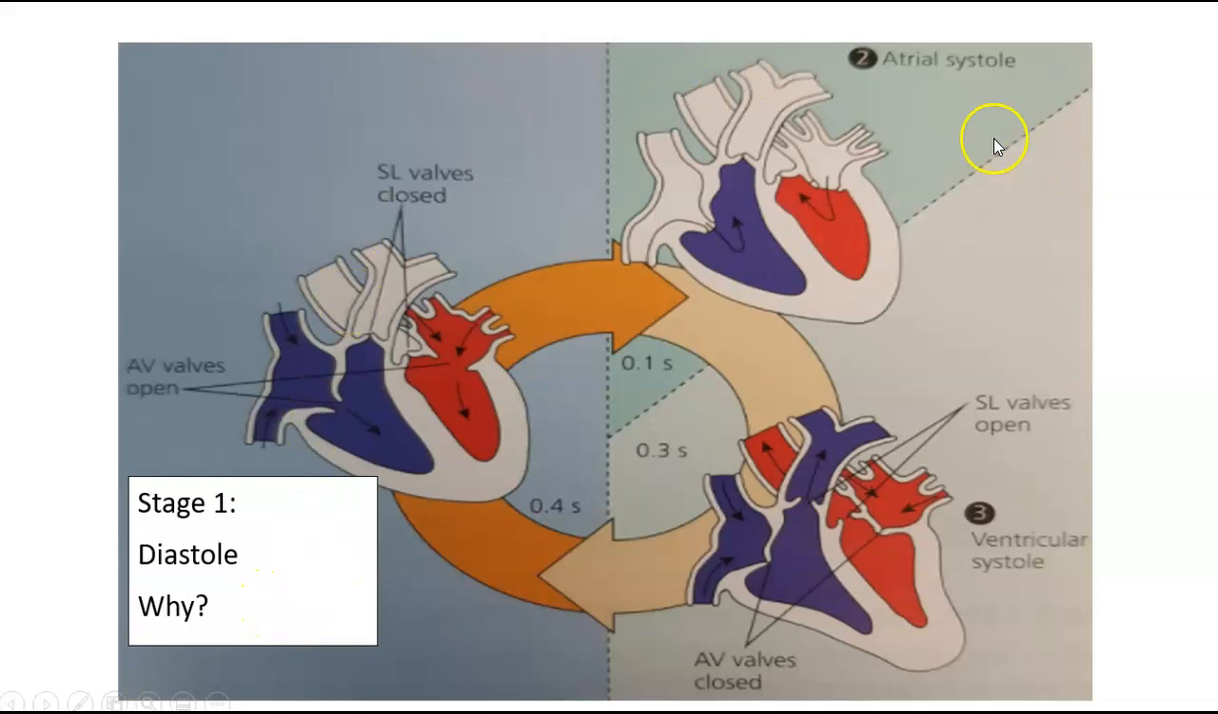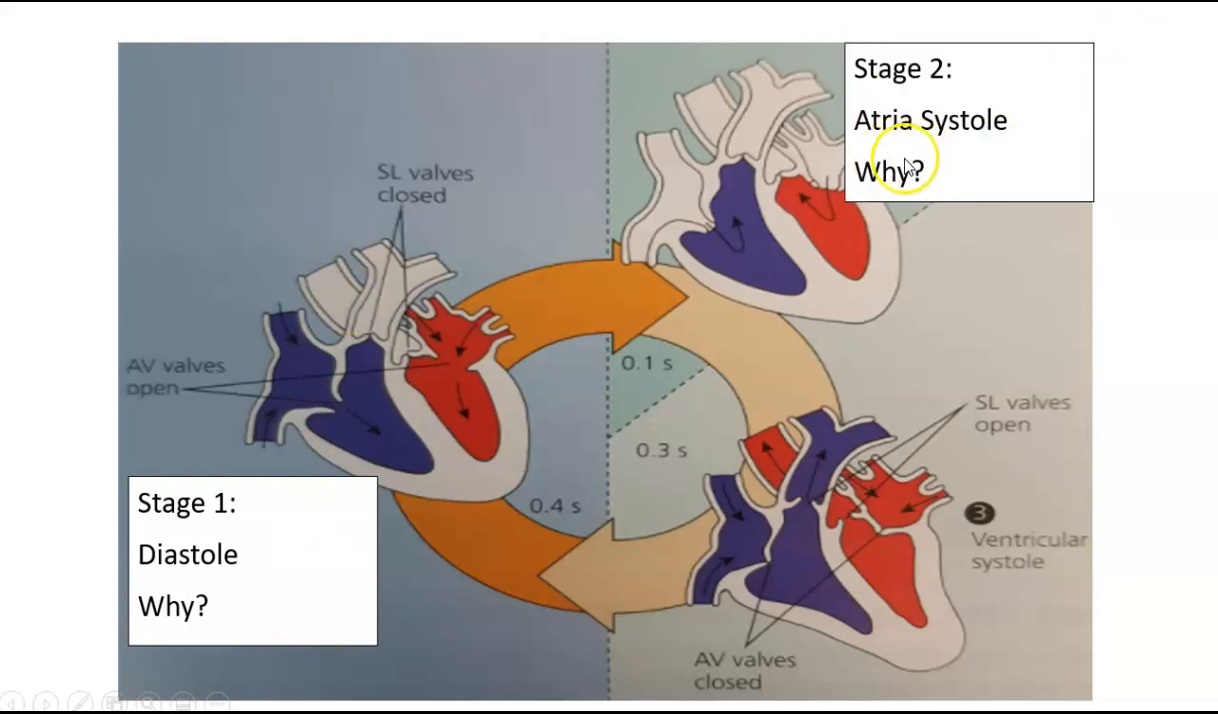So then we get to stage two, which is atriosystole. Now, as you can see here, you've got the right atrium and the left atrium, those two have now contracted and forced all of the blood into the ventricles. So it's atriosystole because the atria have contracted and forced the blood into the ventricles.